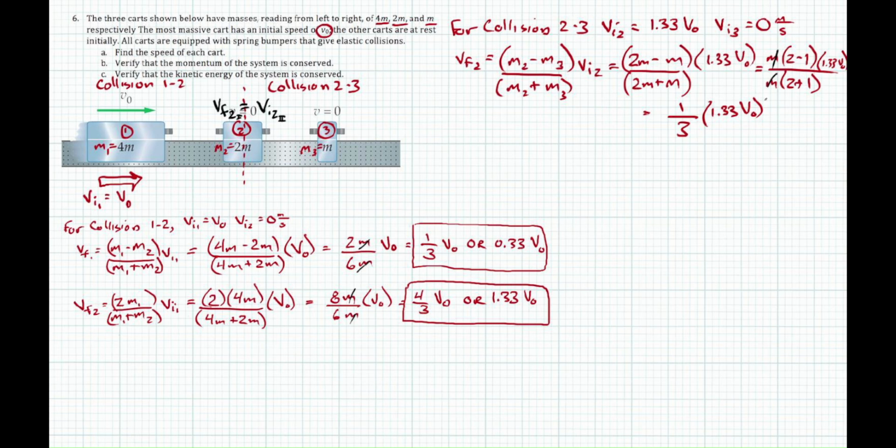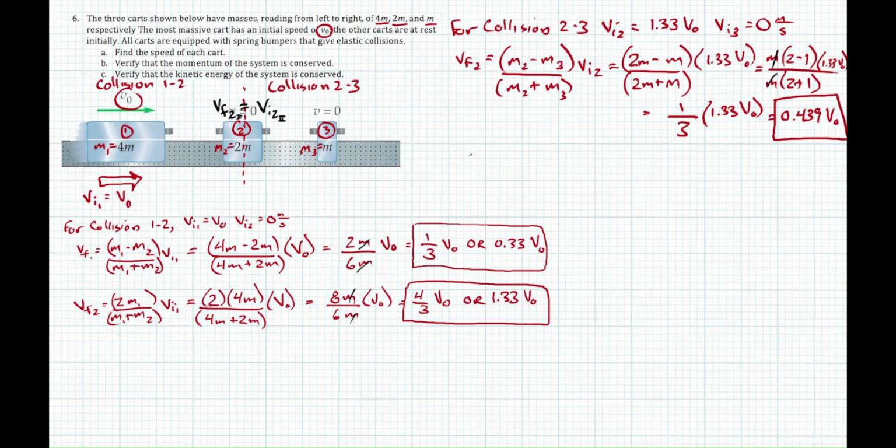Okay? So 1.33 divided by 3, you could actually do this a number of different ways. What I'm going to do is just divide 1.33 by 3. That equals 0.439 times that initial velocity right here. Okay? So that's our final answer for the final velocity of cart 2.